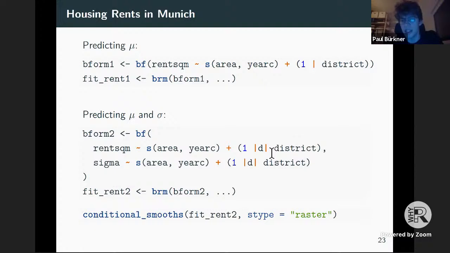So the symbol D doesn't mean anything here. You could literally write something else. The point is that this D is the same for both terms. And in BRMS, if you specify multi-level or varying terms that way with some common symbol, they are going to be modeled as correlated even across formulas.